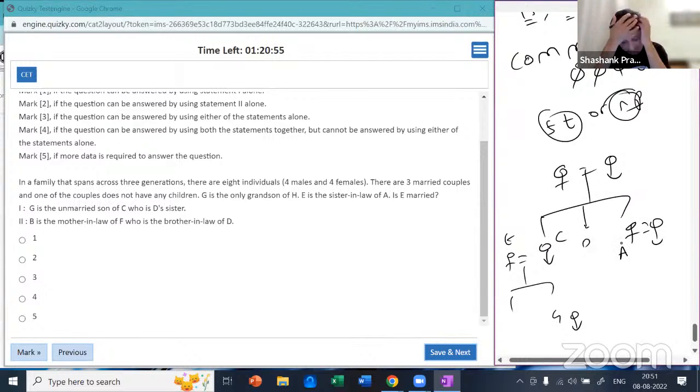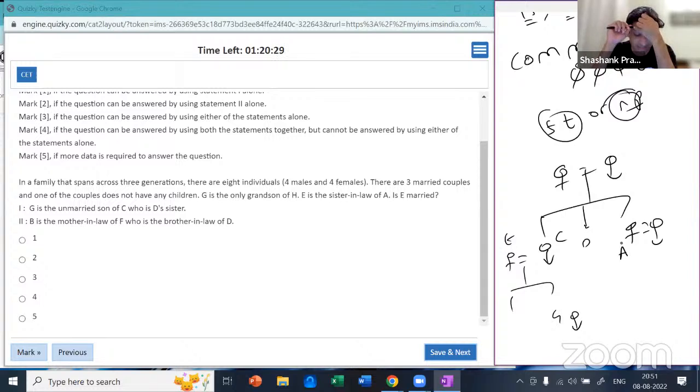ठीक है, is E married? So 6 people are married, 2 people are unmarried. G is unmarried for sure. Son of C, who is D's sister. Okay. E is the sister-in-law of A. If E is the sister-in-law of A, she is married to someone and uski sister is E. Is E married or not? Someone in the middle generation should also not be married.